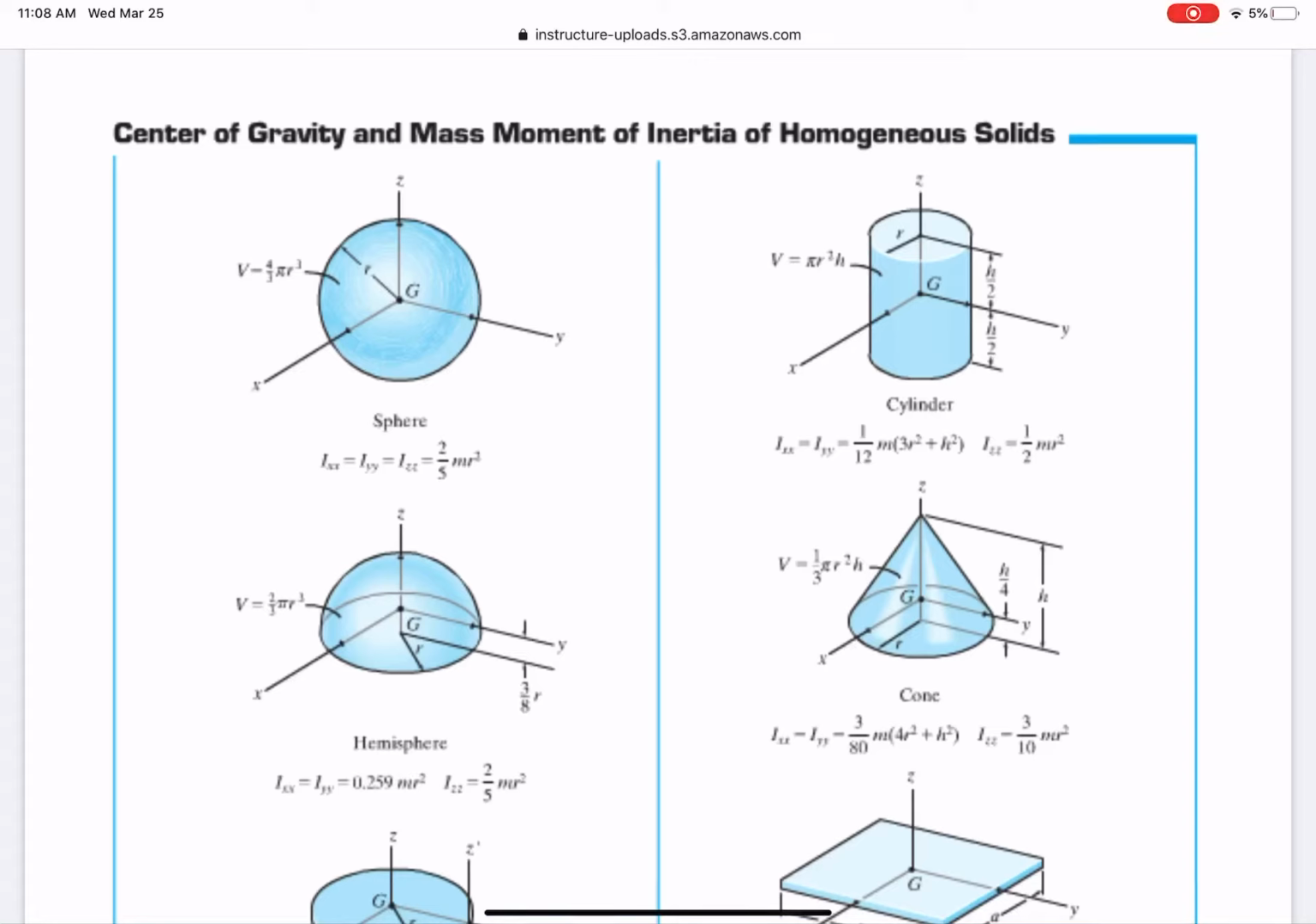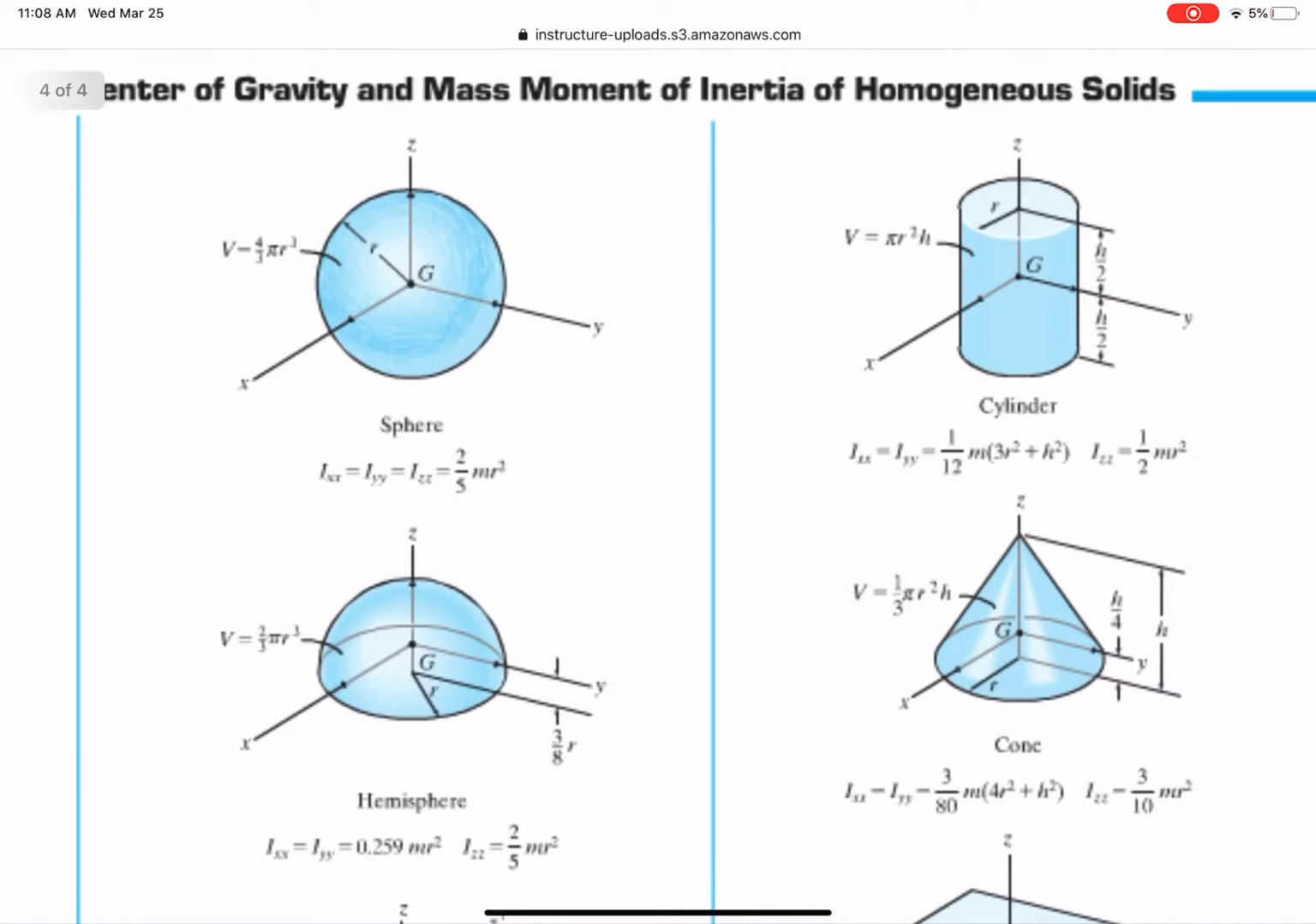So let's talk about the radius of gyration, just continuing from the previous video. As you can see, the equation of the mass moment of inertia is different from shape to shape, different for each standard shape. But you see the pattern.